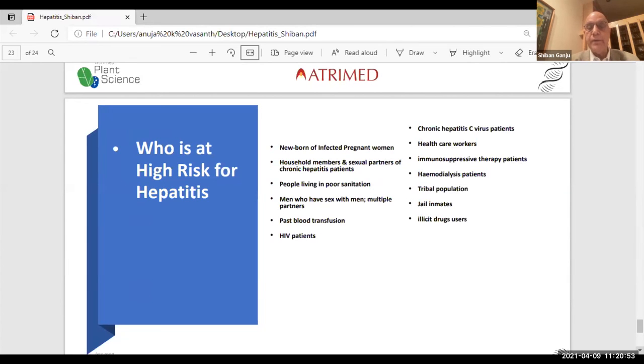Healthcare workers are more vulnerable. People on immunosuppressive therapy can have flare-ups of B and C, which were quiescent in them before. Hemodialysis patients, because they get infected during dialysis. The tribal population in India has a 12% prevalence. Jail inmates, for that matter any institution where there's overcrowding, inmates infect each other, and illicit intravenous drug users. So once a patient enters our clinic with any of this kind of demographic data, we have to be aware that this man or woman has to be screened because of the history.